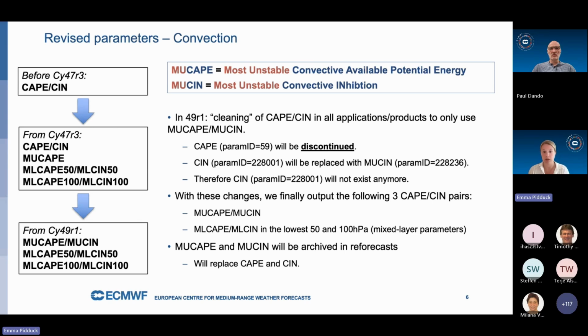So the really, really important part here is that CAPE, the original parameter 59, will be discontinued, and you should use mu-CAPE instead. Similarly, CIN is also being discontinued, and it will be replaced with mu-CIN. Okay, so these are really important changes, both for your Mars retrievals, but also for your dissemination language.